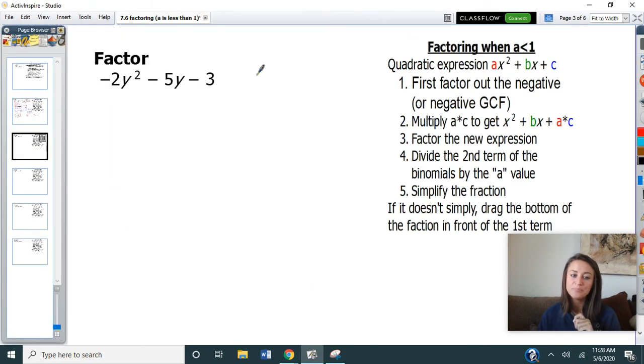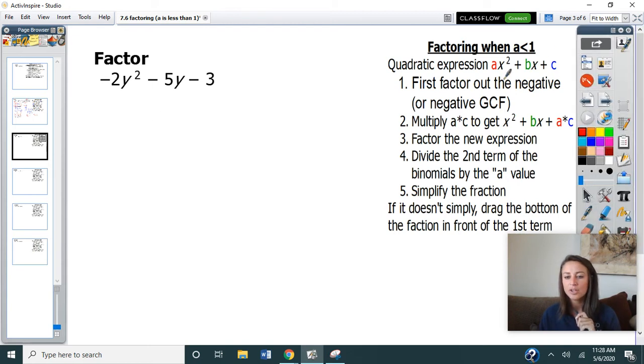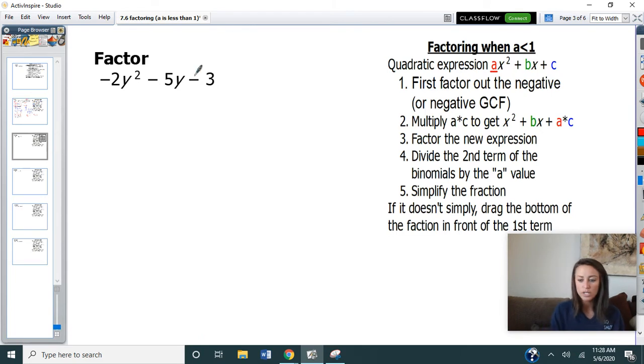Okay, there we go. We're going to factor this problem. Look at our a value, which is what's in front of the x squared. So what is our a value here? Oh, and it's not an x squared. This time it's a y squared, which is fine. So my a value is negative 2.